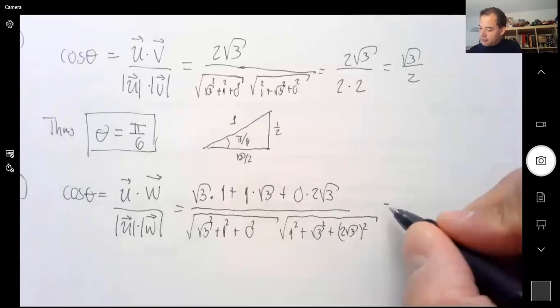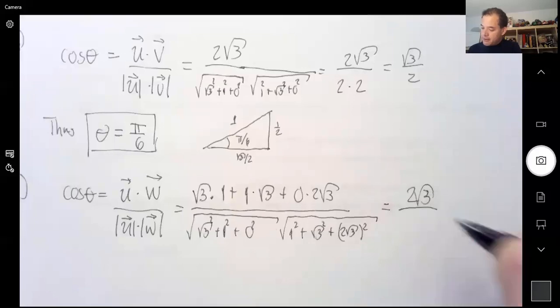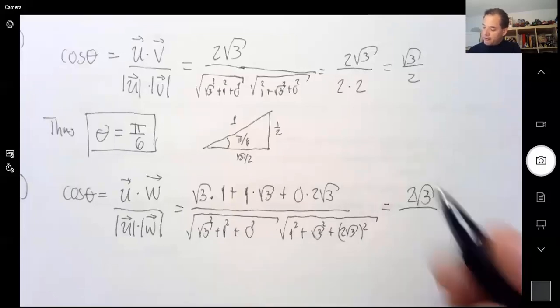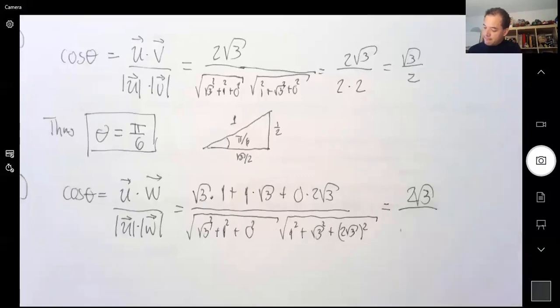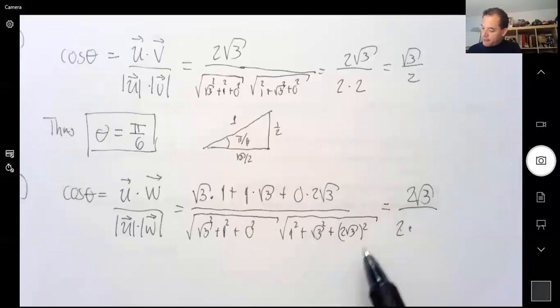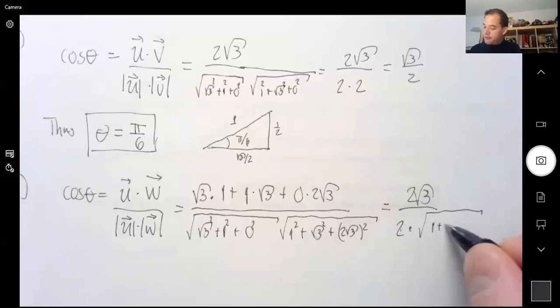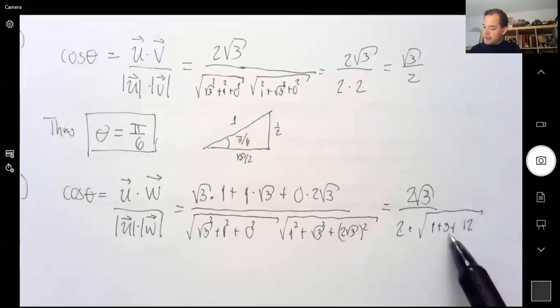Okay, so let's see, this is √3 and √3. This one we knew is 4, so that's square root of 4, so that's 2. And this one will be 1 plus 3 plus, what is this one? 4 times 3, 12, plus 12. So this is 16.